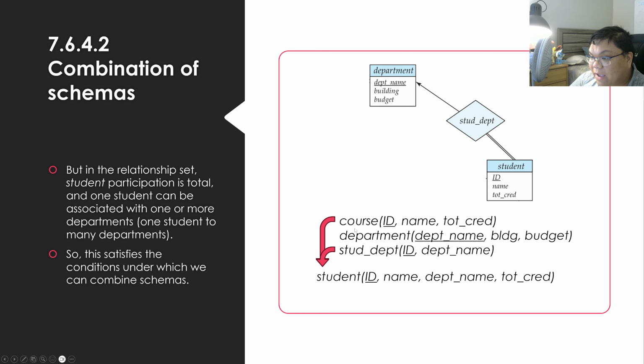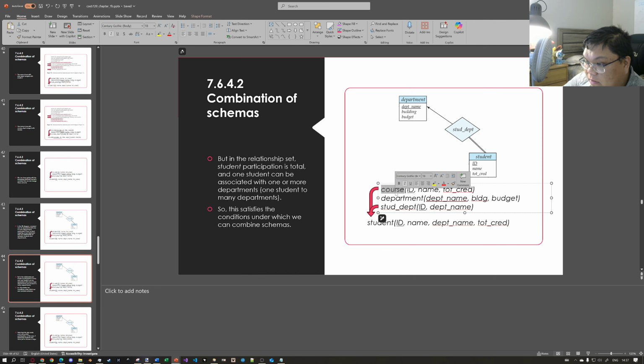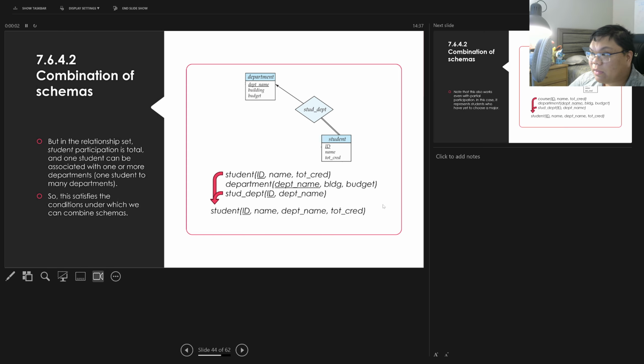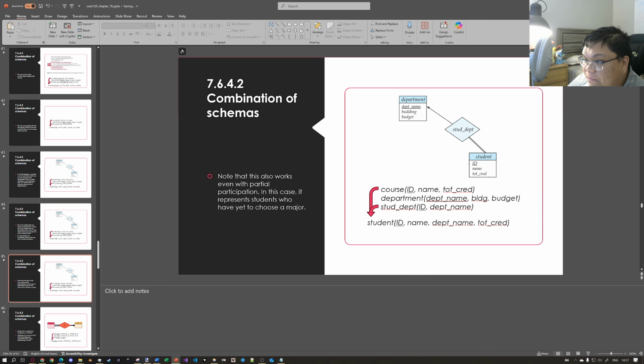So we just combine student and student department as one schema. And this even works if we have partial participation. That just means that a student has yet to choose a major.